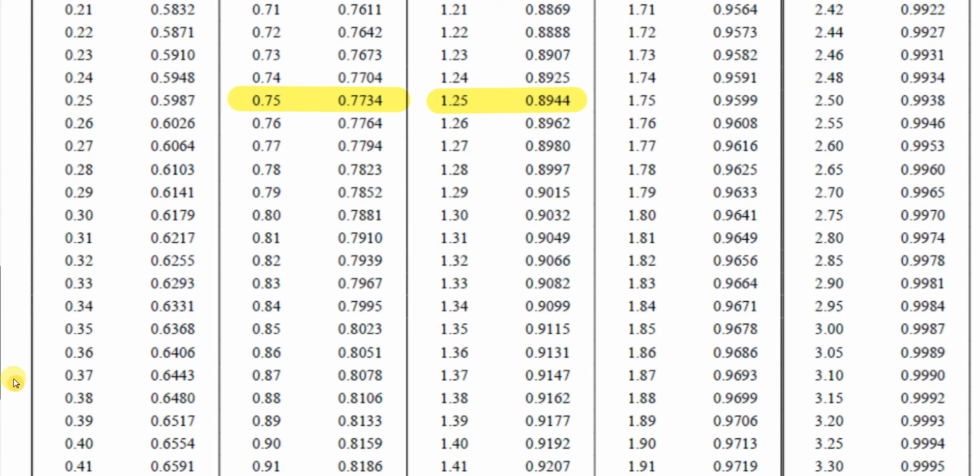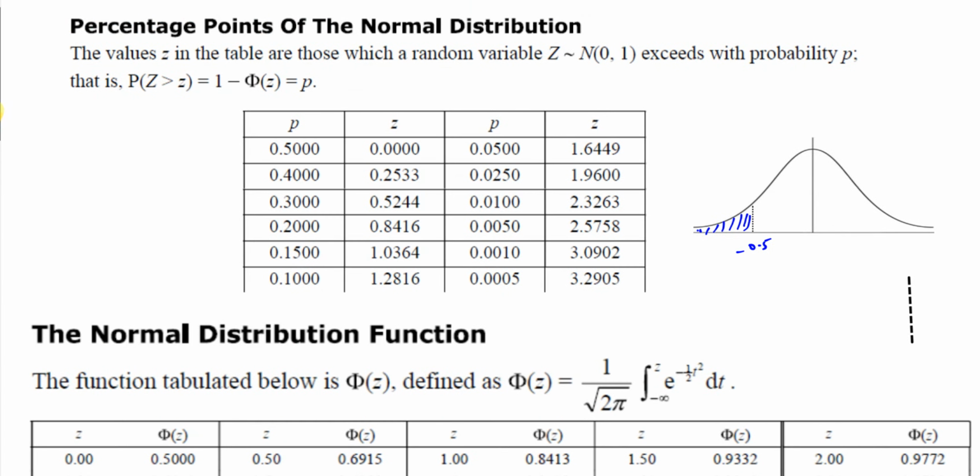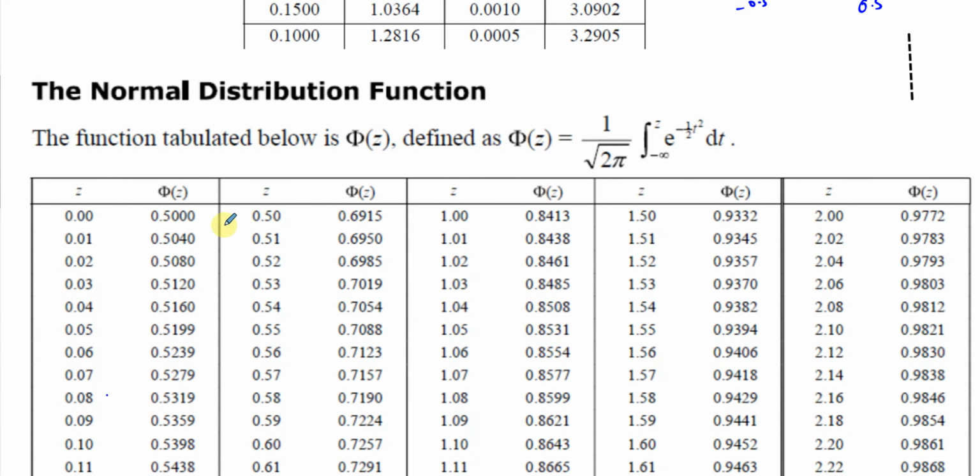So what can we do? We can realize that this is symmetrical. If I go to Z equals 0.5, which is going to be on this side somewhere, then because of the symmetry, this area here will be identical to the area that we need. If I go to Z equals 0.5, which is conveniently at the top of the table, I get the value 0.6915.